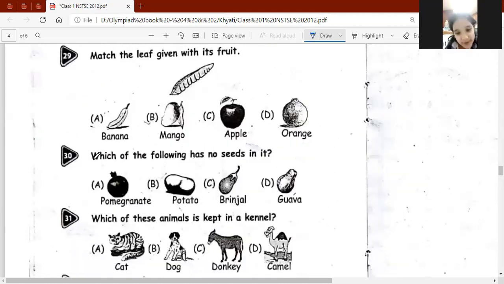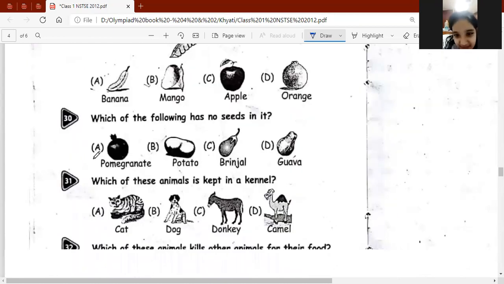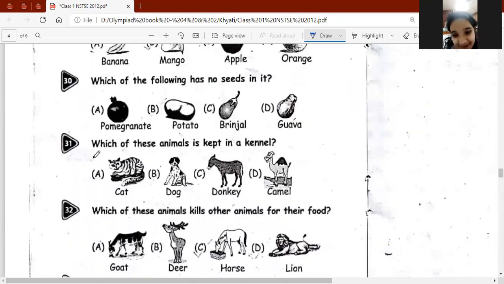My favorite fruit. I love mango and apple and banana. Okay. Orange is very salty.